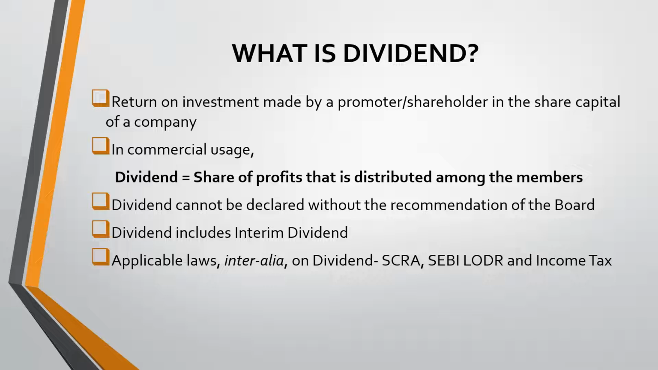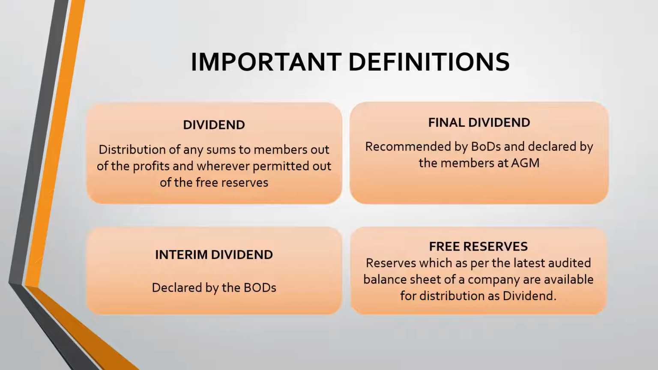Thank you. Then moving on to the next slide, that is important definitions. I have taken some definitions which are important in respect of SS-3. First, what is dividend? Dividend means distribution of any sums to members out of the profits and, wherever permitted, out of the free reserves. Now, what is final dividend? Final dividend means that dividend which is recommended by the Board of Directors and declared by the members at the AGM. Next, what is interim dividend? Interim dividend is declared by the Board of Directors.